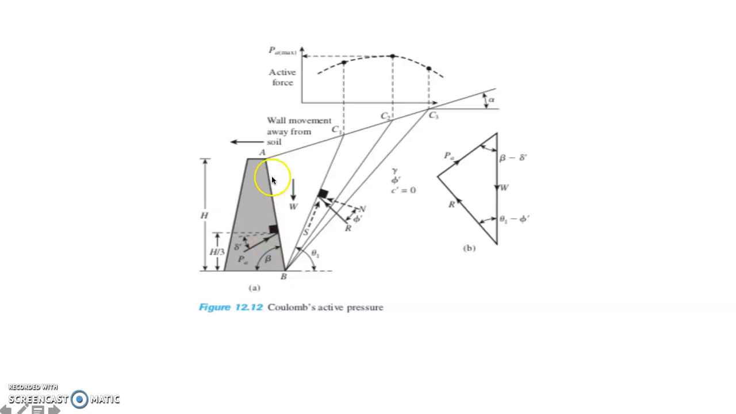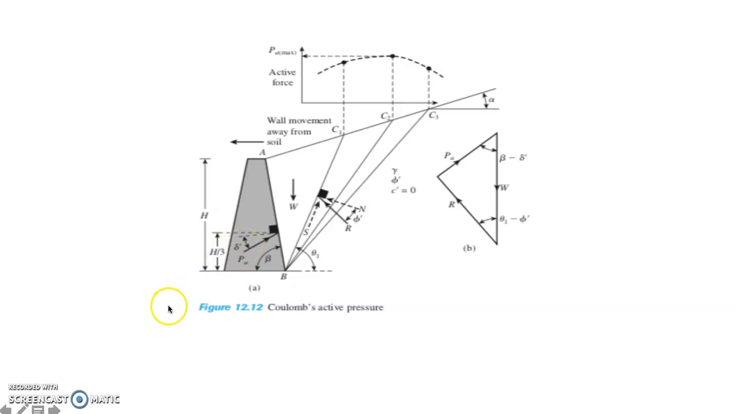So we have here our backfill, which is a granular soil which is inclined in position. It makes an angle alpha with the horizontal. This is the back face of the retaining wall. The back face is inclined with an angle of beta with respect to the horizontal. And of course, we have the wall friction, that is the friction between the soil and the wall, denoted by the Greek letter delta.